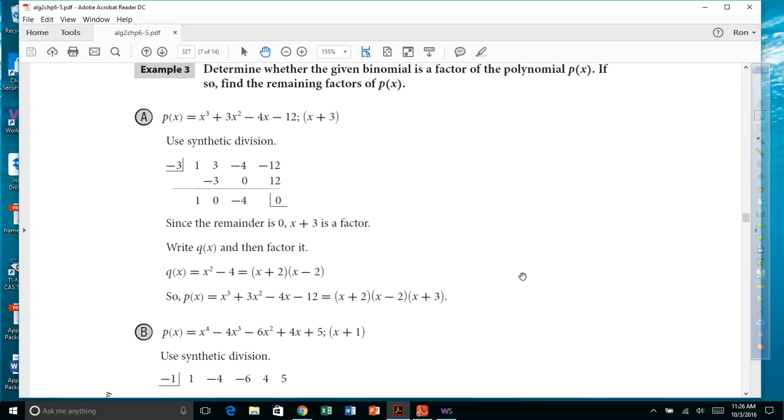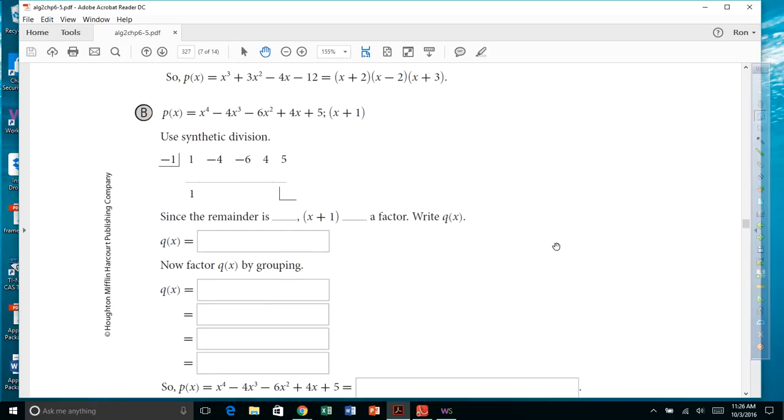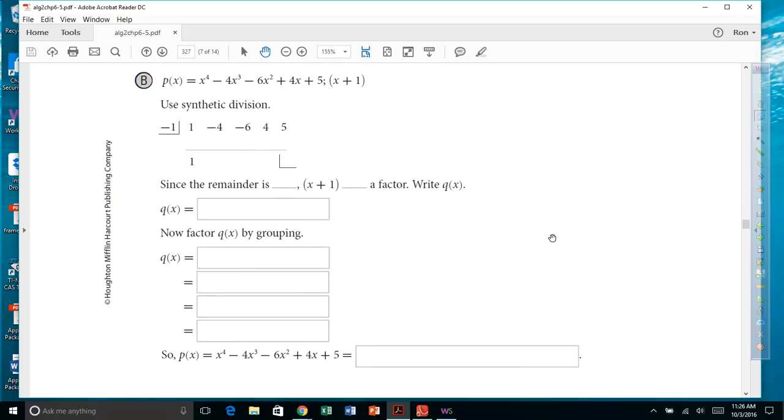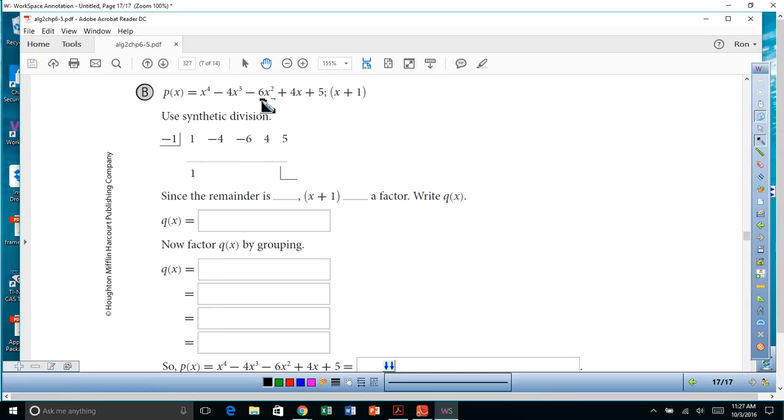All right, go through A here, stop the video and go through A. Pretty good. And then when you come back, we'll do B together. So let's try this. What do you got? p of x equals x to the 4th minus 4x cubed minus 6x squared plus 4x plus 5. 4, 3, 2, 1, good.